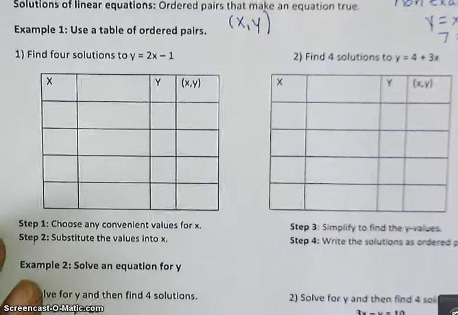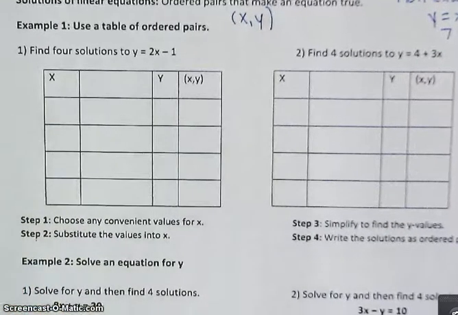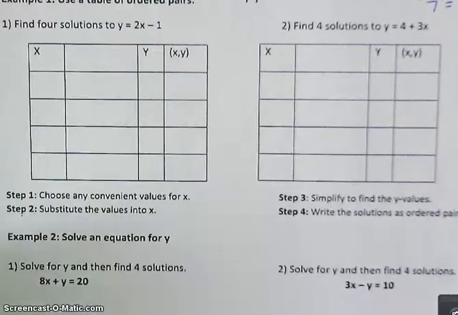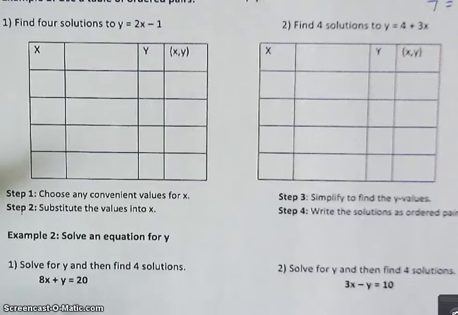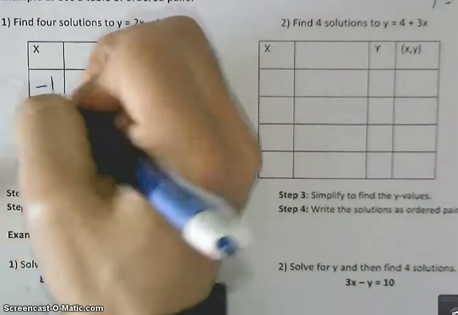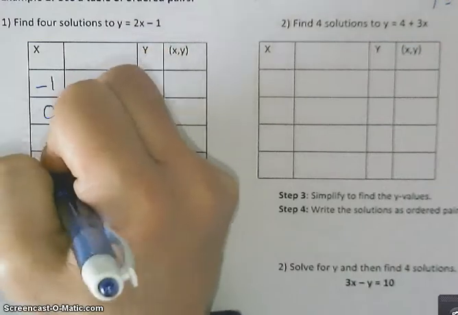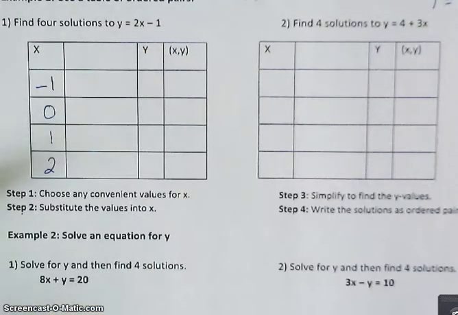Okay, so let's look at our first example. It says use a table of ordered pairs. Find 4 solutions to y equals 2x minus 1. Since we don't have any restrictions on what x can be, we can choose anything we want from negative infinity all the way up to positive infinity. But we want to make it as easy as possible because tomorrow we're going to start graphing, and the smaller the numbers, the better when we start to graph. So I would suggest, just for now, using the numbers -1, 0, 1, and 2.